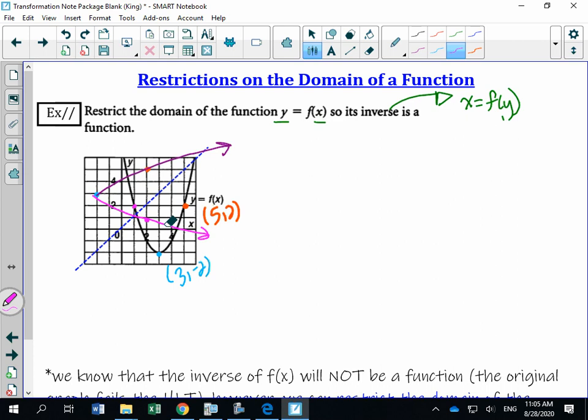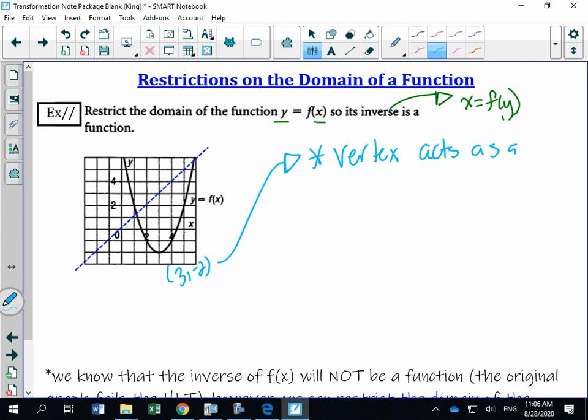Now, what the question is saying is, how could we restrict the domain of the original function so that the inverse is a function? What I'm going to do is erase this. I just want you to see that the inverse is not a function. The vertex is going to act as a key point to do this. So the vertex acts as a key point.